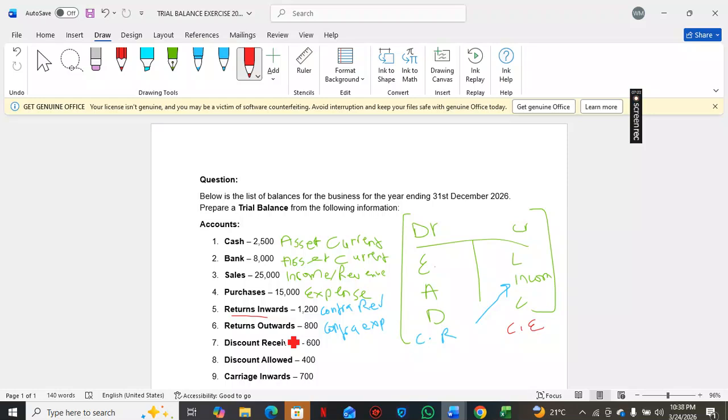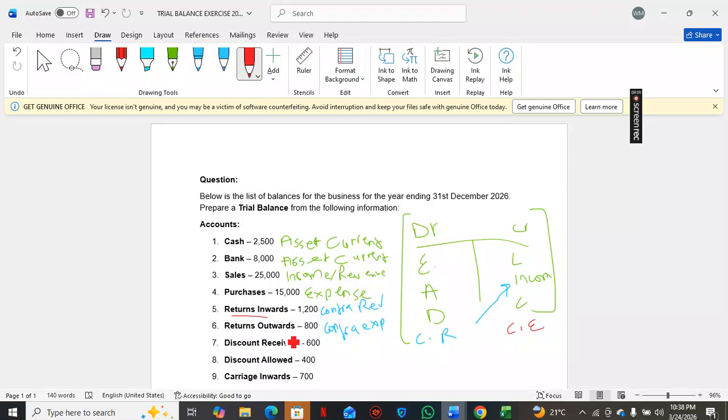Yeah, so return inwards is, for example, if you're running a business and then a customer returns something they bought, and then you need to give back the money to the customer. Yes. Colleagues, I hope we've got that. That is return inwards.